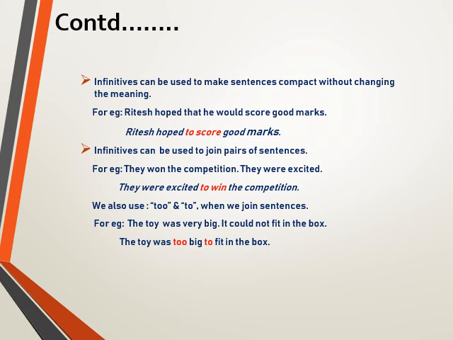Infinitives can be used to join pairs of sentences. For example, they won the competition. They were excited. Here we take the more important of the two sentences as the main clause and convert the verb in the other sentence into an infinitive. As you can see here, they were excited to win the competition. So we have converted the one verb to win. So to win is an infinitive.